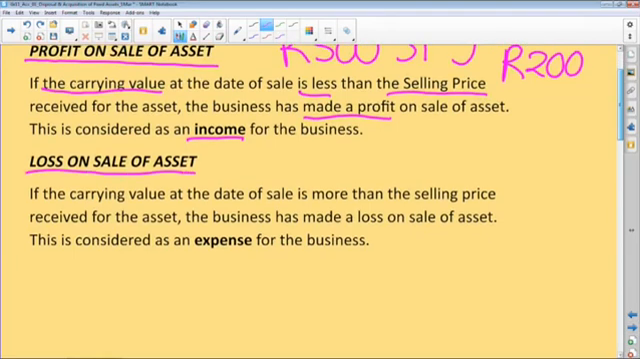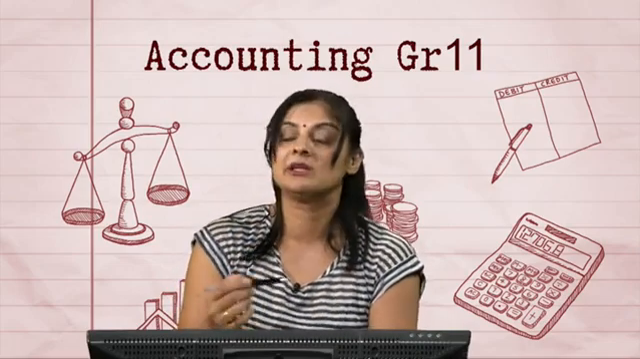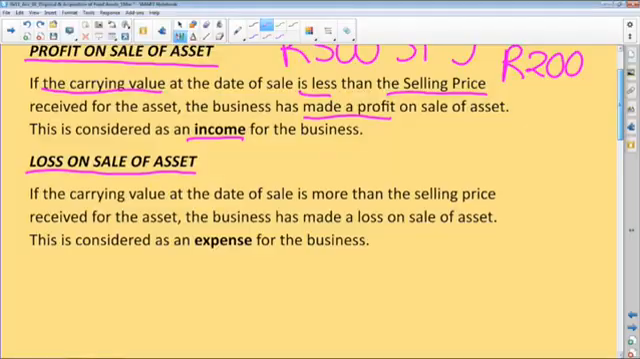Okay, now I'm sure if you've understood profit on sale of asset, you're probably thinking, but hang on, loss on sale of asset has to be when the opposite happens. So absolutely true. So let's go through the definition and then I'll use an example to explain loss on sale of asset. So if the carrying value at the date of sale is more than the selling price received for the asset, the business has made a loss on sale of asset. With me? This is considered as an expense for the business.